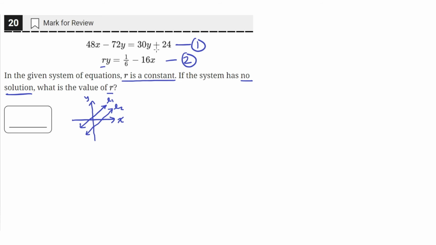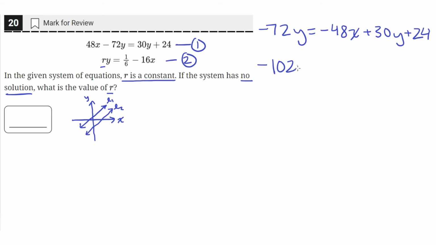So the first equation we have, let's write it in the form y equals mx plus b. We can do that by moving this 48x to the other side. So we'll be left with negative 72y equals negative 48x plus 30y plus 24. We just subtracted 48x from both sides. And then let's move the 30y to the other side by subtracting 30y from both sides. So on the left, we'll be left with negative 102y equals negative 48x plus 24.